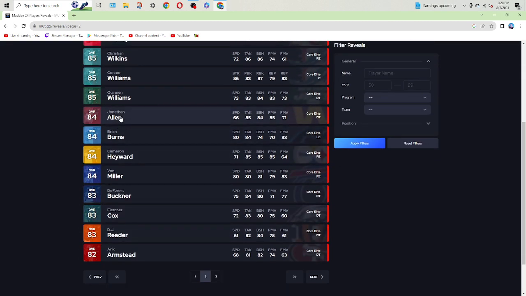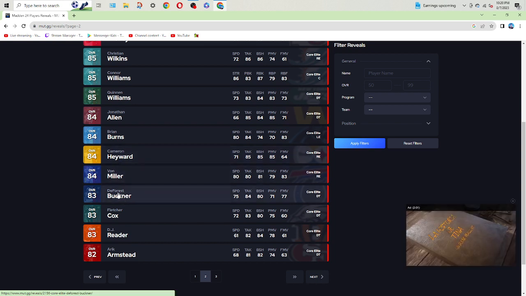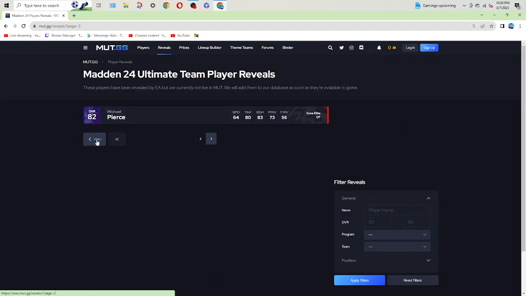Then 84s, Jonathan Allen, Brian Burns, Cam Heyward, Von Miller for 84s. 83s, DeForest Buckner, Fletcher Cox, DJ Reader. 82s are Eric Armstead and Michael Pierce.